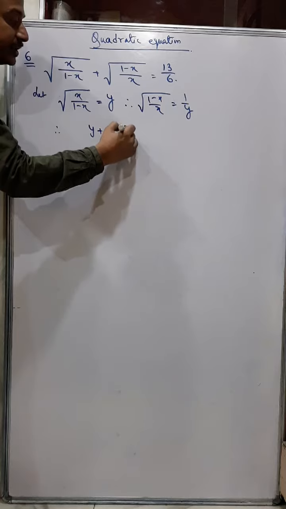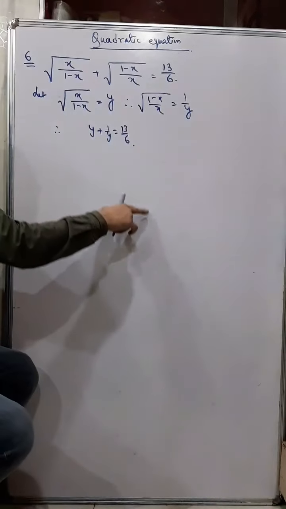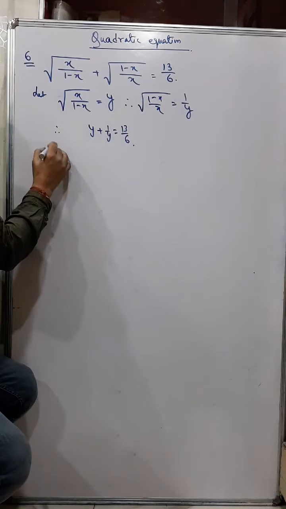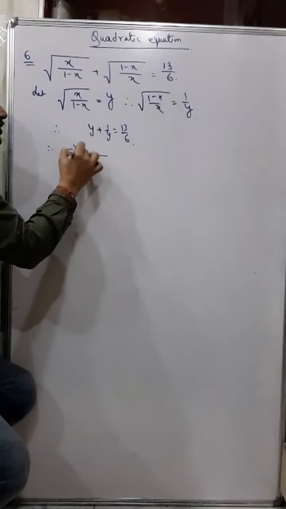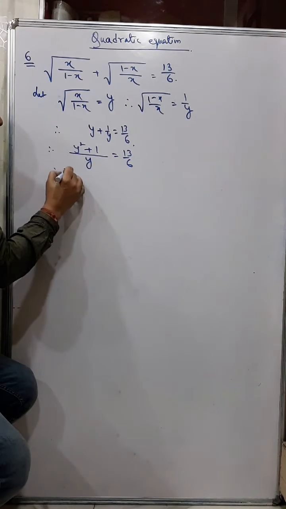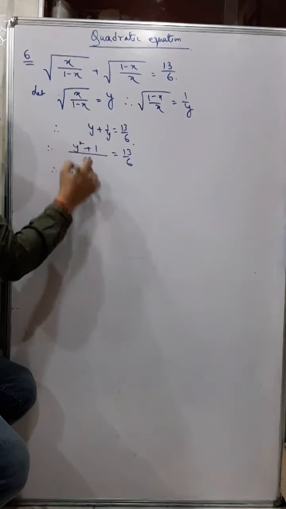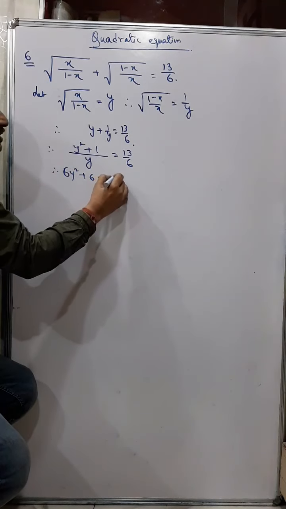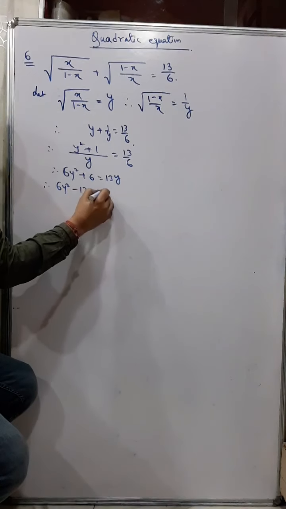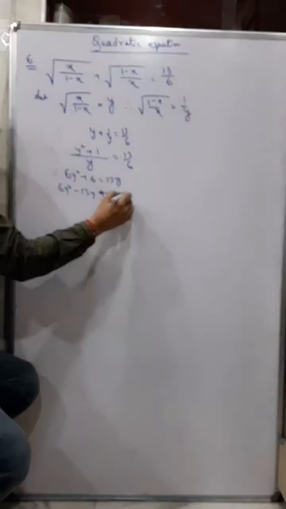So what I get is y plus 1 by y is equal to 13 by 6. Now solve this, and after getting the value of y, we can put it in here, square both sides, and get the value of x. Understand? So y square plus 1 over y equals 13 by 6. So we got 6y square plus 6 equals 13y, and therefore 6y square minus 13y plus 6 is equal to 0.